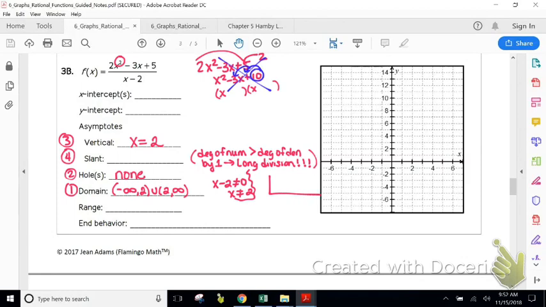So what number goes on the outside? Your 2. denominator. 2. What number is going to go on the inside? 2. 2, negative 3, and 5. 5. And then 2.